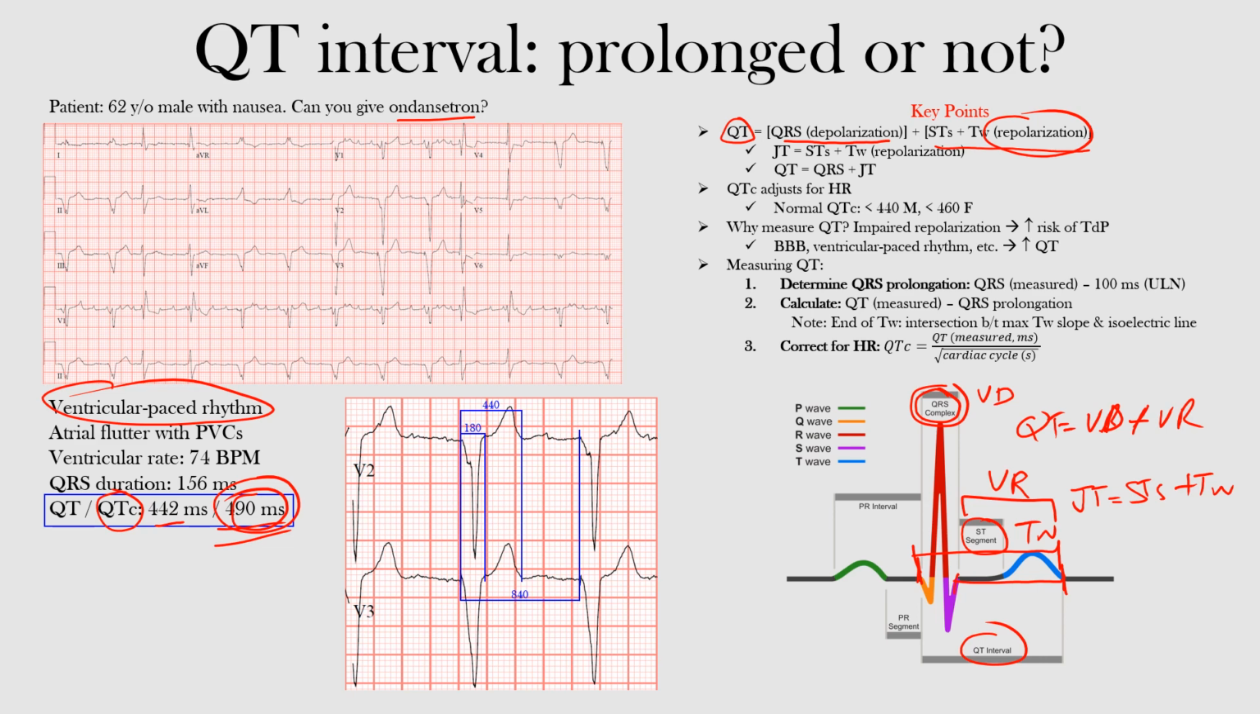So back to our case, we have this 62-year-old gentleman who has nausea, and we're wondering, can we give an antiemetic such as Zofran or ondansetron to this patient? So let's go through the steps that we discussed. There are these three steps here. The first step is to determine the QRS prolongation. So we have to say, by how much is the QRS duration actually prolonged? You want to make this measurement on your own if possible.